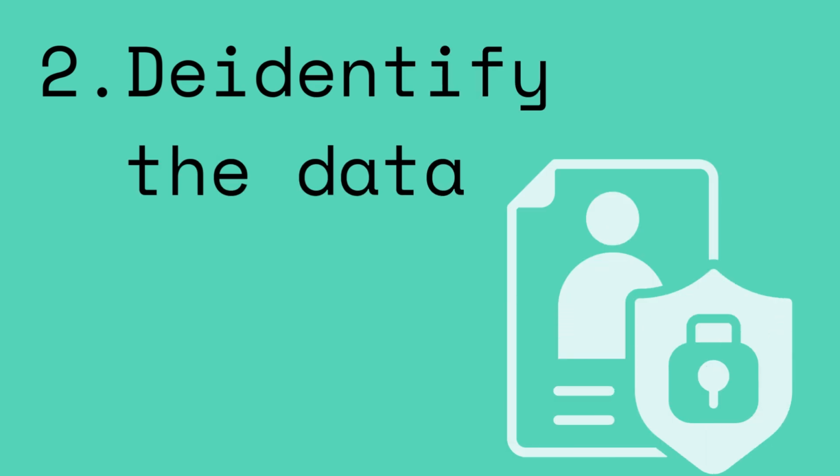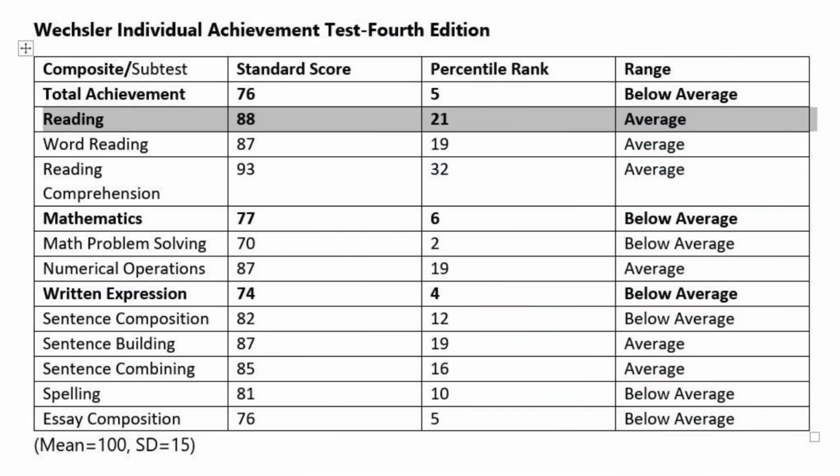Next, de-identify the data. Never upload the evaluation documents or any other documents that contain identifiers such as the students' names, date of birth, addresses, or schools. Using the summary tables that are found at the end of evaluations is a good way to protect the student's privacy since those usually do not include any identifiers. If they do, just cut it, delete it, just don't use it.